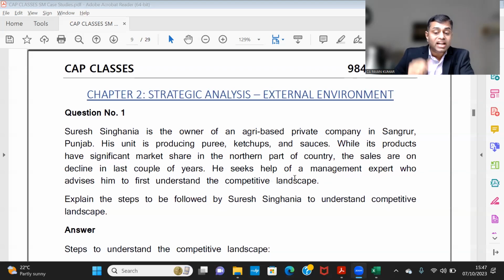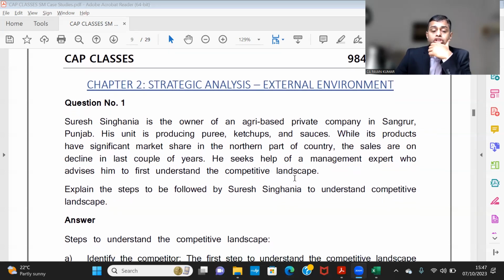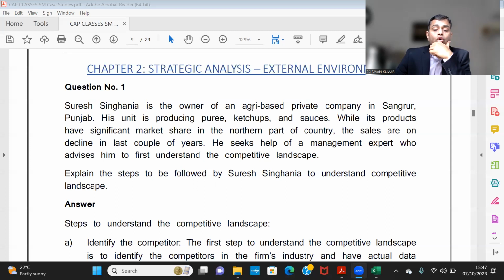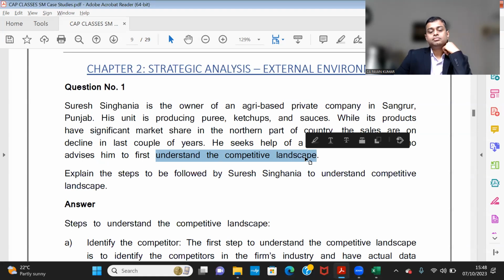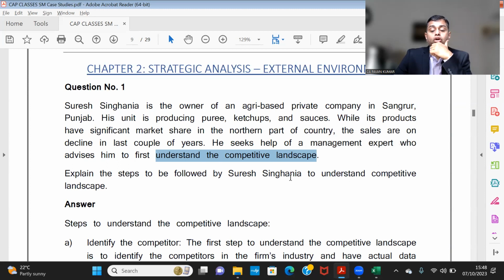Let us do chapter 2, strategic analysis, external environment. Question number 1. Suresh Singhania is the owner of an agri-based private company in Sangrur, Punjab. His unit is producing puri, ketchups, and sauces. While its products have significant market share in the northern part of the country, the sales have been on decline in the last couple of years. He seeks help of a management expert who advises him to first understand the competitive landscape. Explain the steps to be followed by Suresh Singhania to understand competitive landscape.